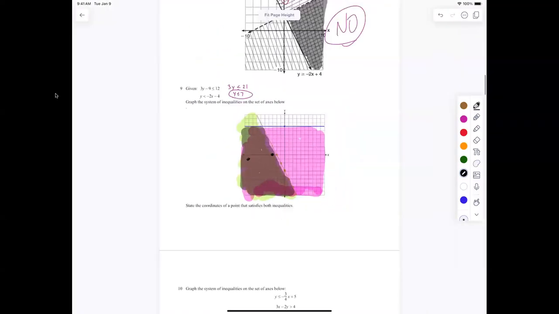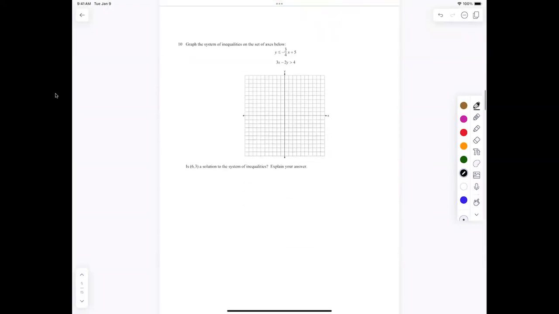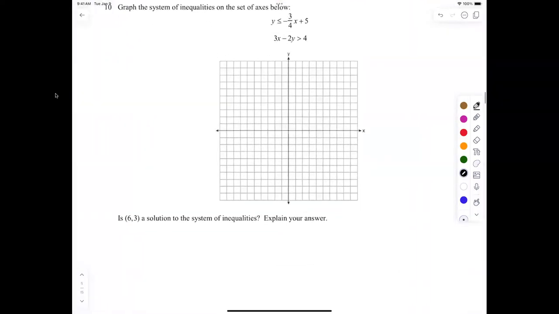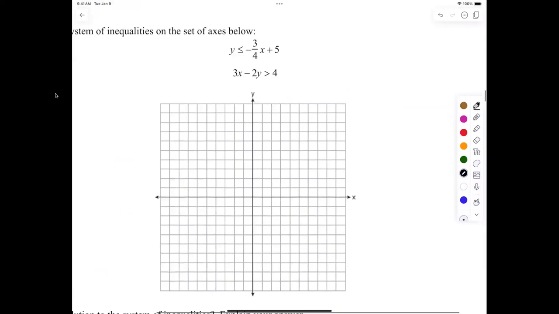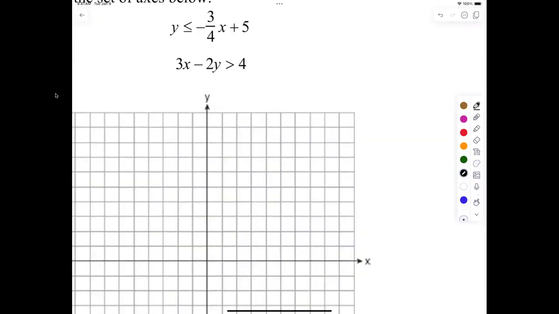All right, here we go. Number 10. Now, for question number 10, I've got problems with the second equation. So for the second equation, let's try to figure that out. What do I need to do first? Subtract 3x. So I end up with -2y greater than -3x plus 4. So close.